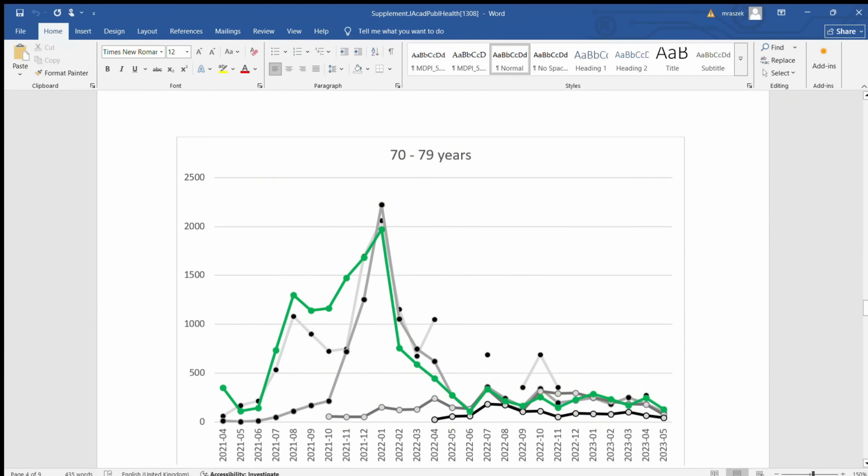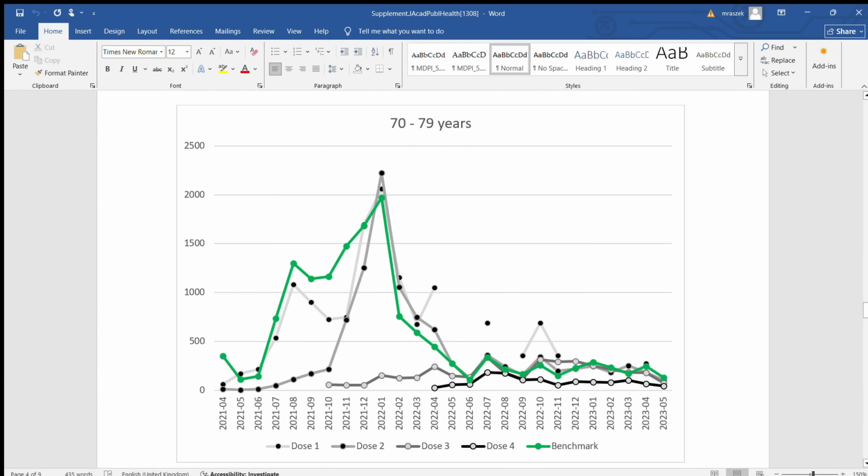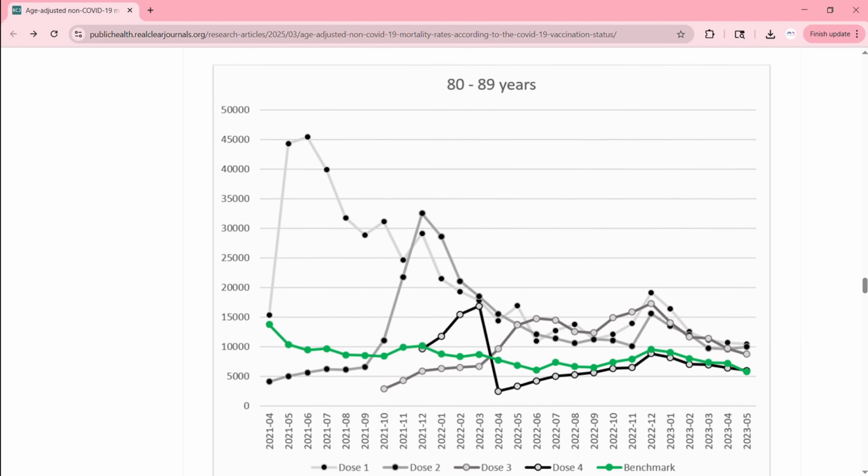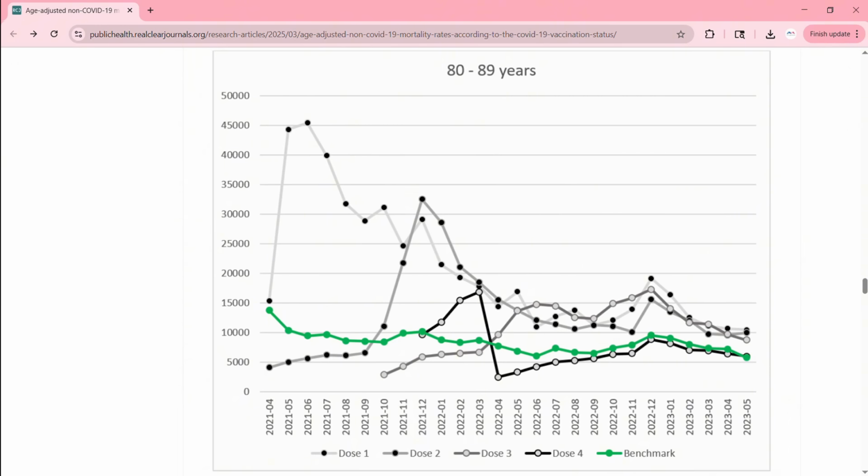When it comes to just COVID deaths, again, same idea. All vaccinations protected you from COVID death until Omicron showed up, and Omicron made it even Steven for everyone. All right, 2 more groups. 80-year-olds, the first shot, every single month throughout the study, if you had 1 shot, the mortality was higher for 80-year-olds as compared to non-vaccinated. For 2 shots, the mortality was higher 19 months out of 26 in comparison to non-vaccinated.